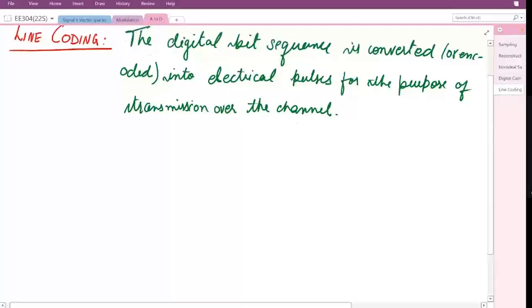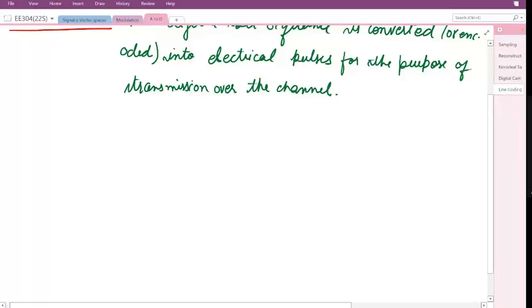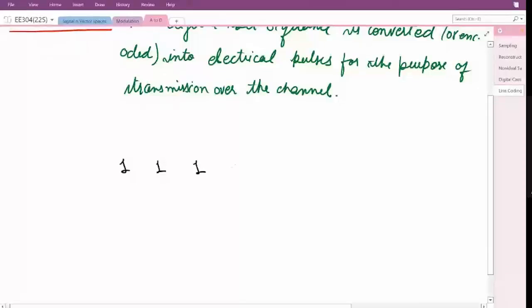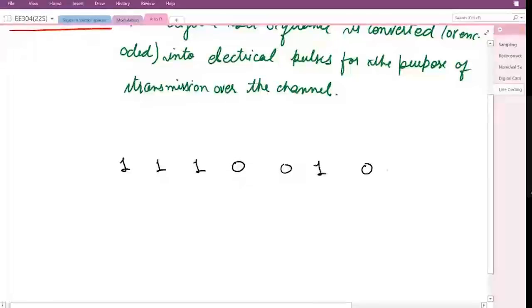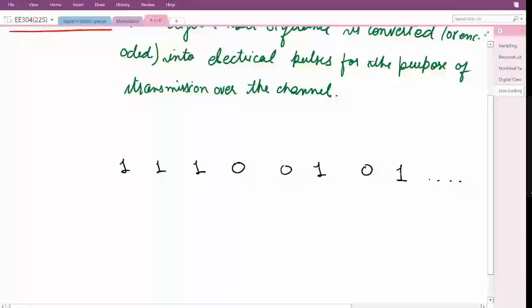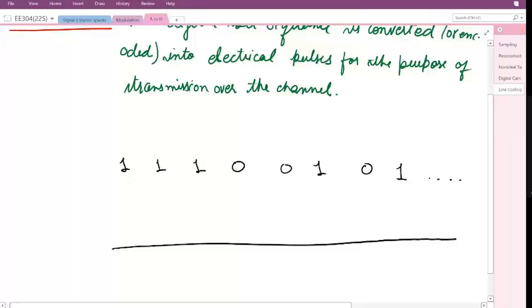Okay, so what we are saying is, supposing we had a string of ones and zeros, let us say we have a stream 1 1 1 0 0 1 and so on and so forth. If we have this string, one of the ways to represent this, to convert this bit sequence into electrical pulses, how should we do it?